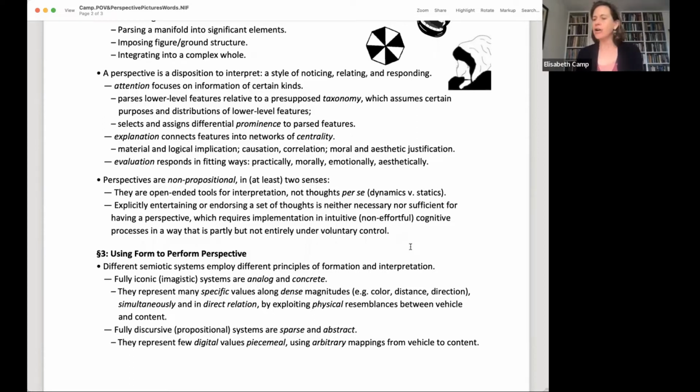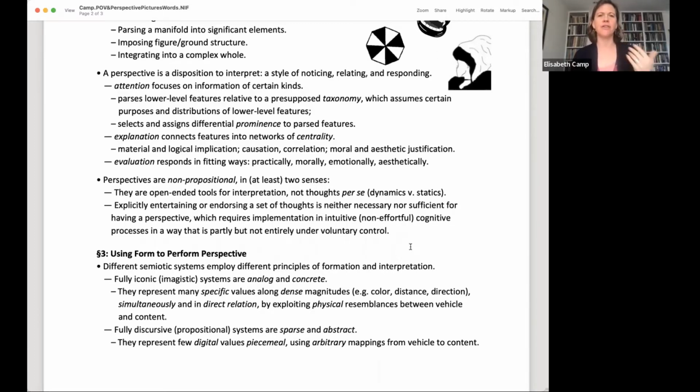So how can we use that to try to understand the way in which actual physical representations, actual representational vehicles in the world, can express perspectives? And eventually I want to say something about how artworks can express perspectives.